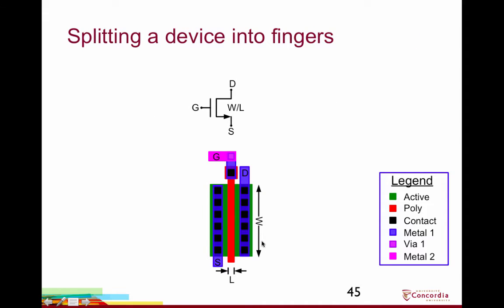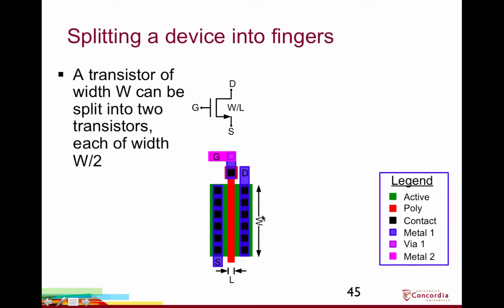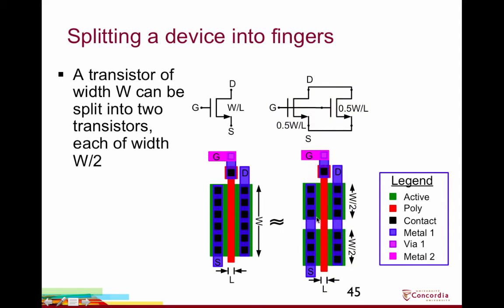Okay, let's split this device into fingers. So we're going to start with a transistor of width W, length L. And we're going to split it into two transistors, each of width W over 2, and the same length. Now notice here we've connected the drains of both of them together, the sources of both of them together, and the gates of both of them together. So in the schematic, we draw it like this.